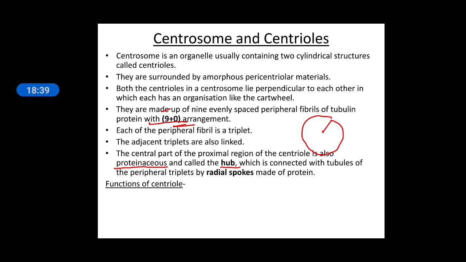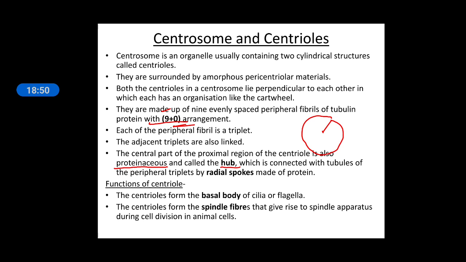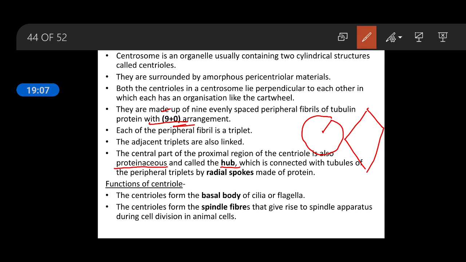So the function of the centriole is, the centriole forms the basal body of the cilium and flagellum, as we have seen in the cilium and flagellum. The second function of the centriole is that it forms the spindle fibers that give rise to the spindle apparatus during cell division in animal cells. Okay, this is the spindle fiber during the cell division, and to this spindle fiber all the chromosomes will be attached. So these fibrils are again made up of centriole.